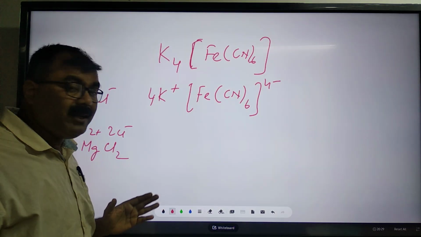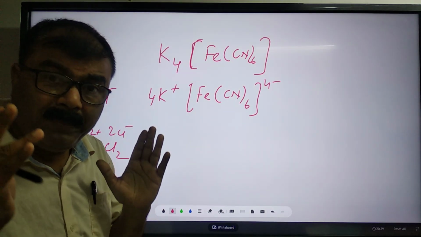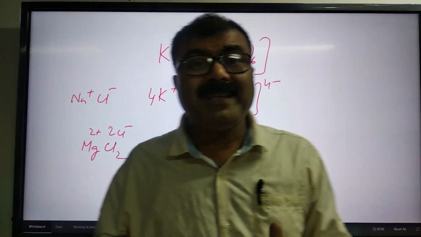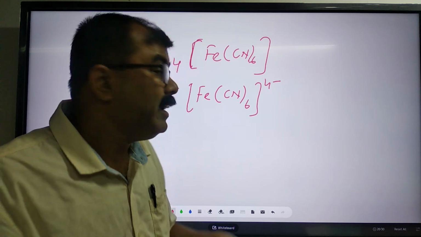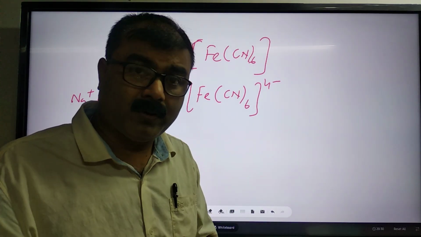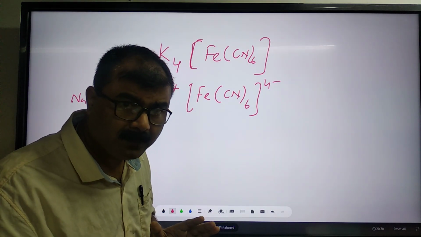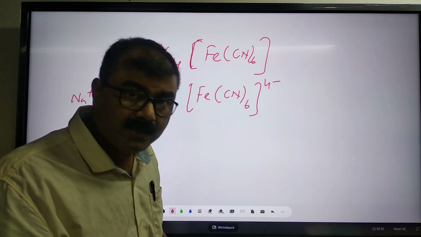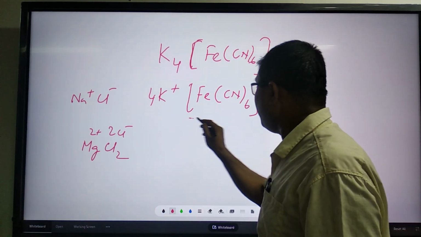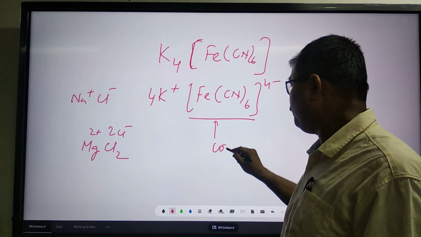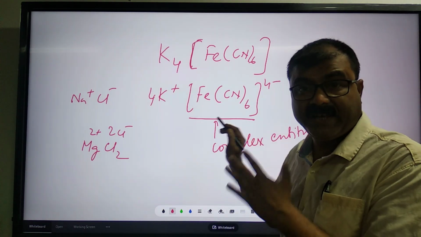But what is the difference between simple, double and complex salt? In a complex salt, one complex entity must be there. This complex entity may be the cation, may be the anion, or may be both. The cation may be complex, the anion may be complex, or both may be complex. Now in this example, the anionic species is a complex entity.